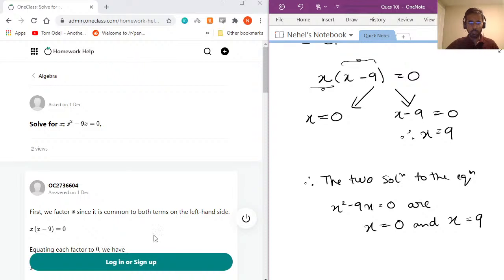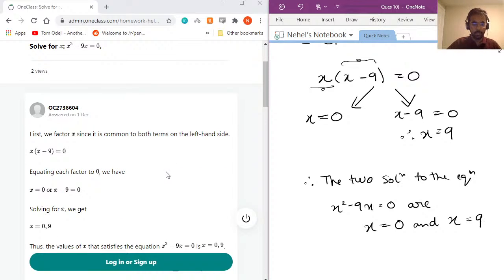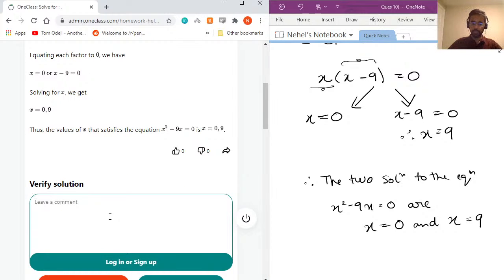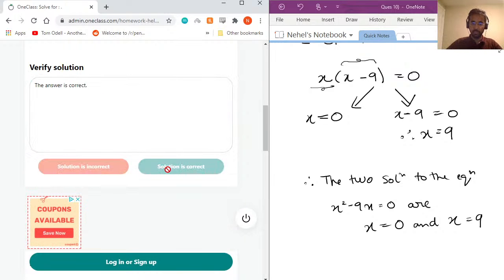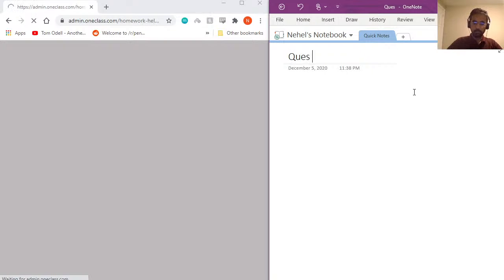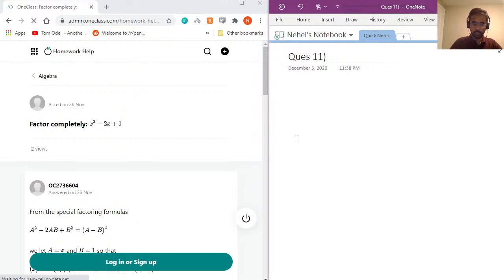Okay, so let's verify the answer as well. First, we factor x since it's common in both the terms, and then we set each of the factors equal to 0, and we would have 0 and 9 as the roots. Perfect. Alright, so this answer is correct as well. Let's go on to the next question.